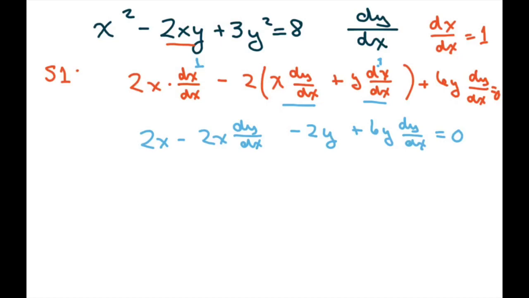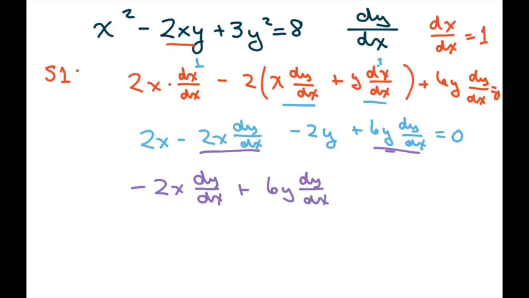Now I'm going to keep these on the left hand side, so I have negative 2x derivative of y with respect to x, and I'm going to do this one plus 6y derivative of y with respect to x. Now I'm going to move these two guys over on the right hand side, so I'm going to get 2y, I'm adding 2y, and I'm subtracting 2x. So it's going to be minus 2x.